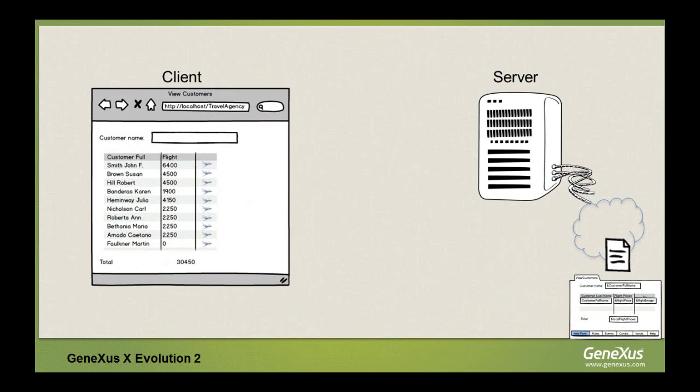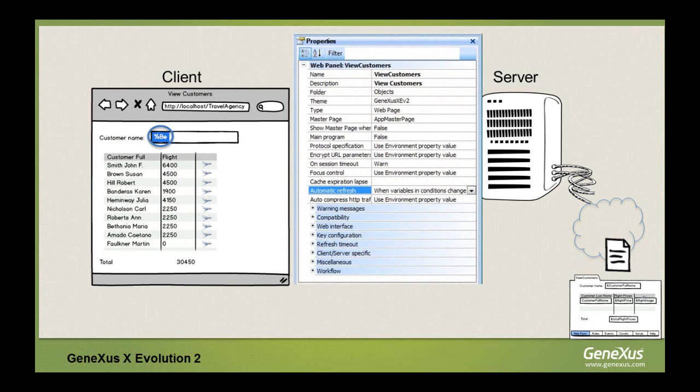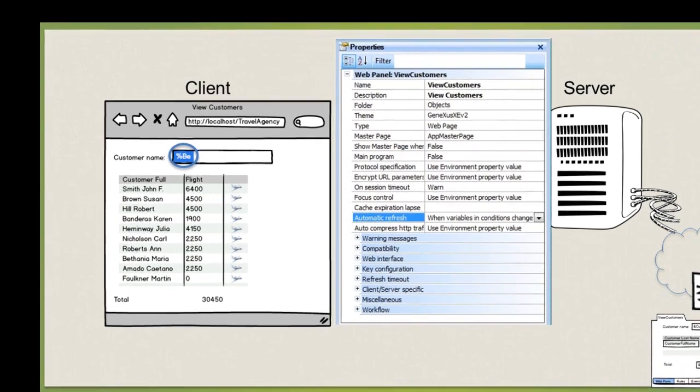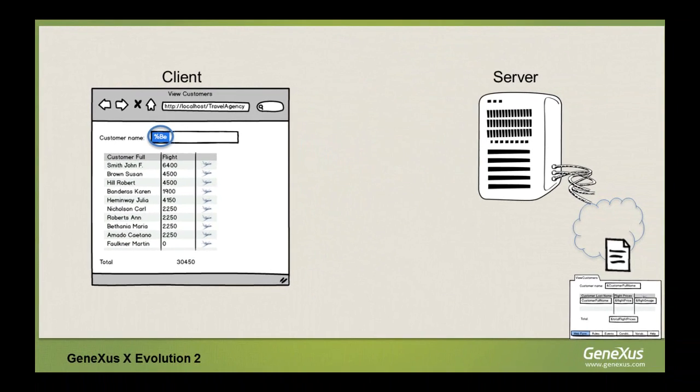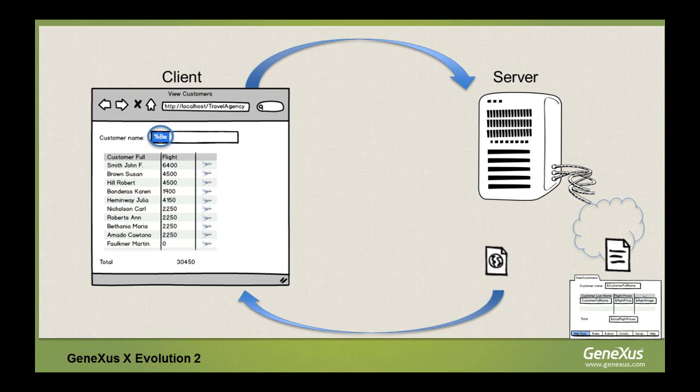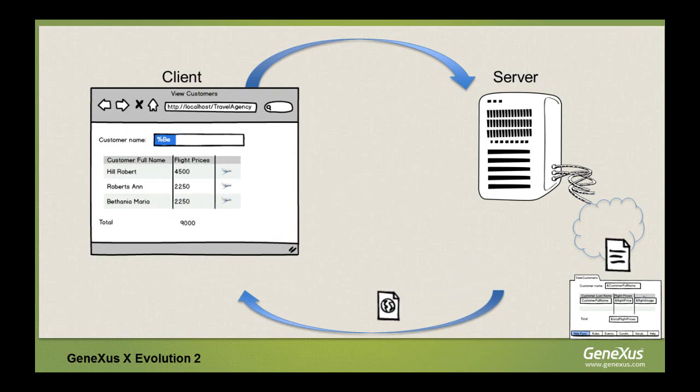What happens when the user enters a value in the filter variable? Remember that by default, the variables that take part in conditions cause an automatic refresh. That is to say, the screen needs to be reloaded. The web panel must be executed again on the server. The operation that sends some data to the server so that it uses them when running the program again and returning the result is known as a post.